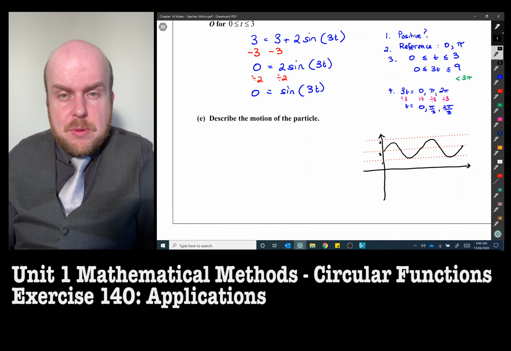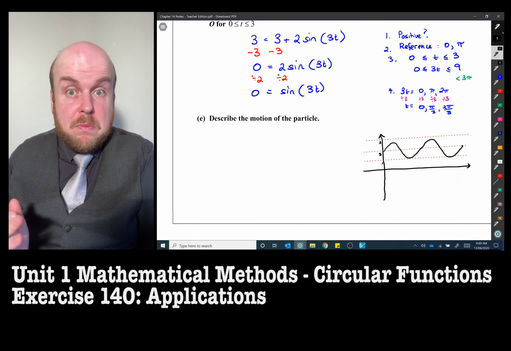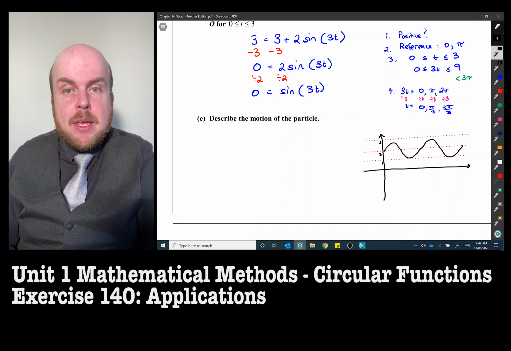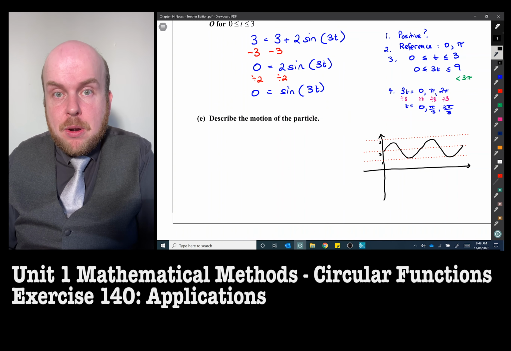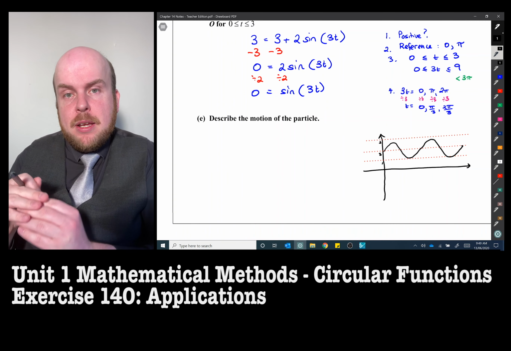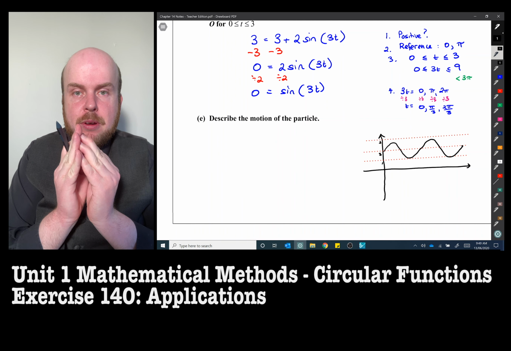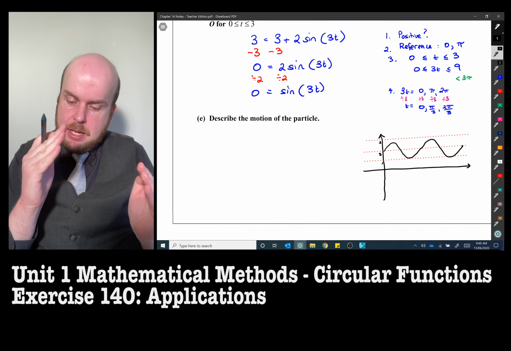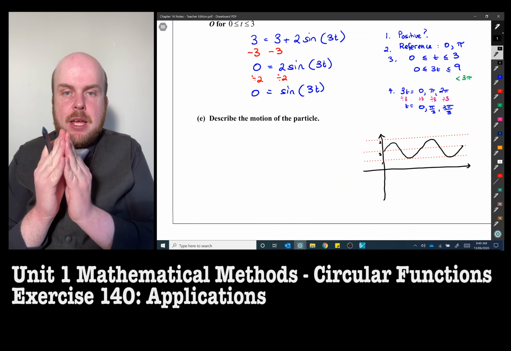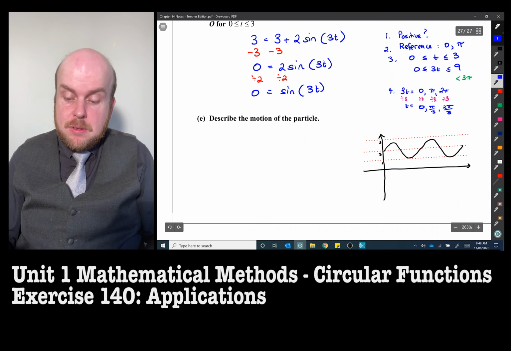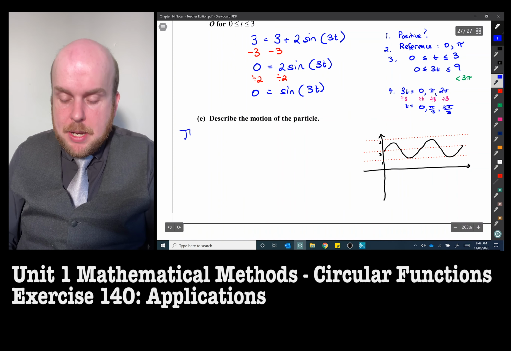Well, the 3 there is where it starts. So the particle is actually starting 3 meters away from the origin, and then it's going on a straight line to 5 meters away from the origin, going back to 3 meters on the origin, then going to 1, so 1 meter away from the origin, and then so on. So I would describe the motion of the particle.